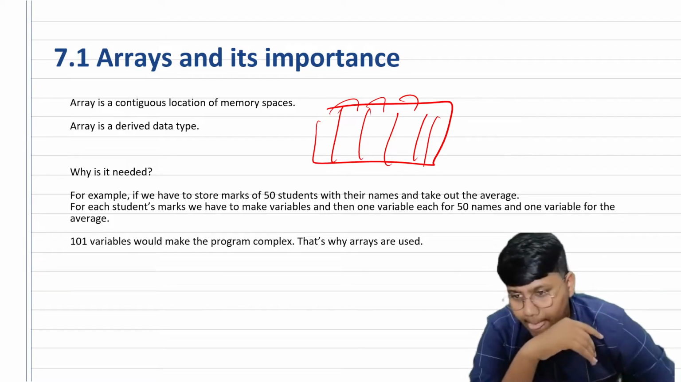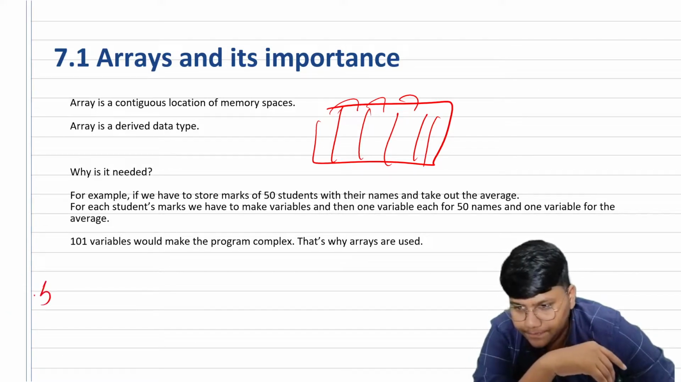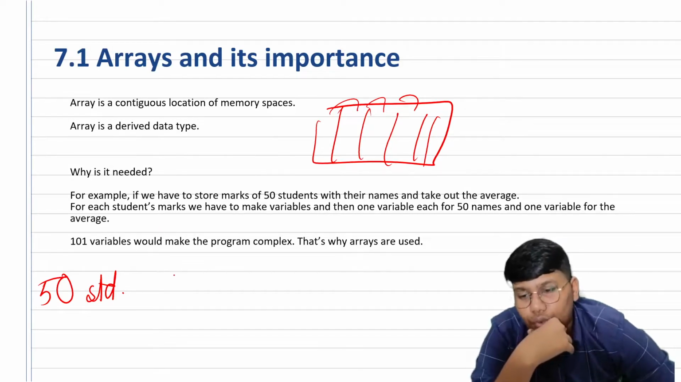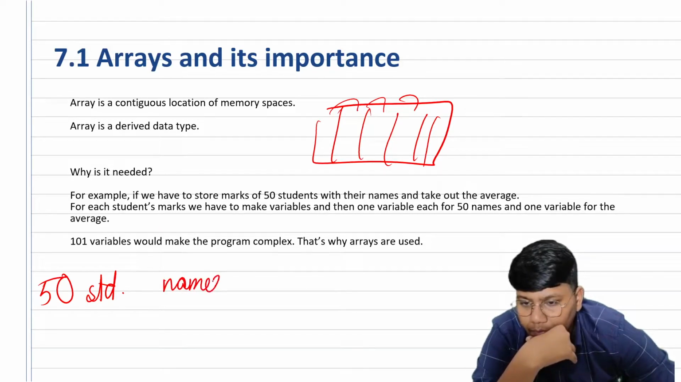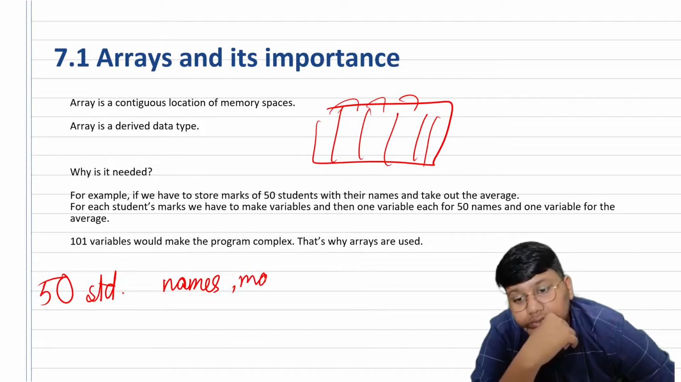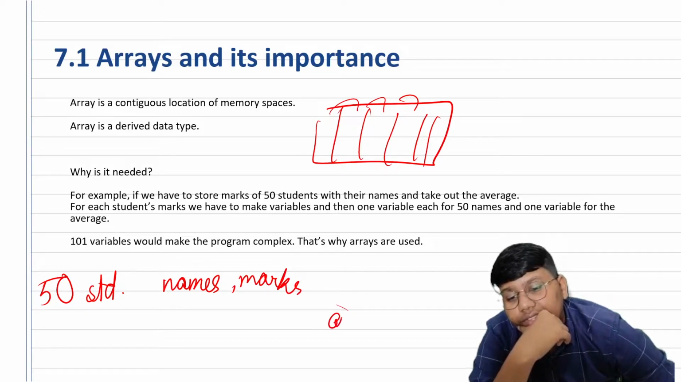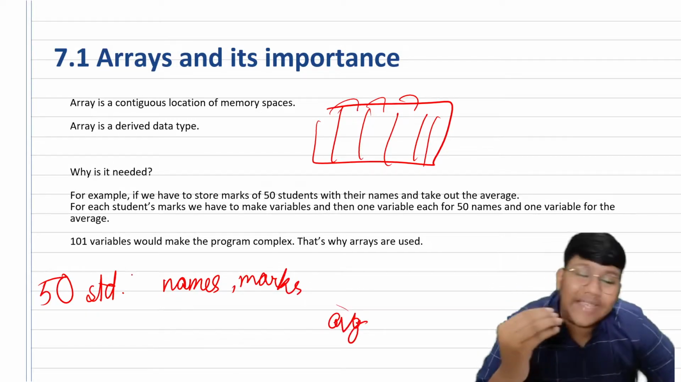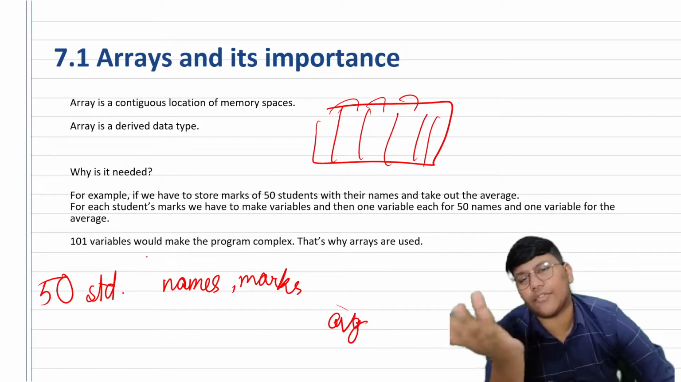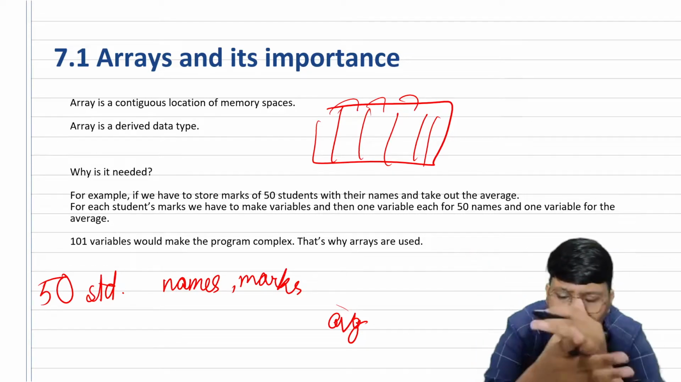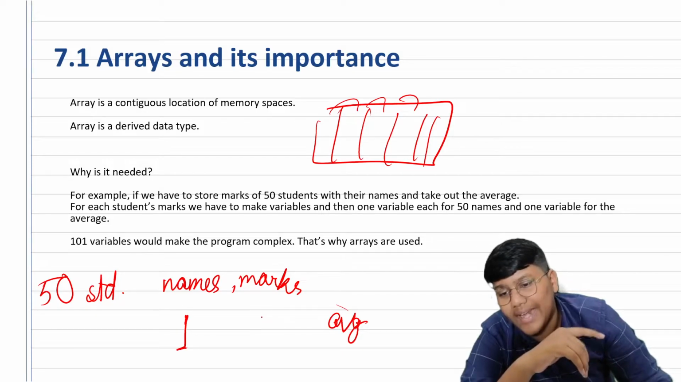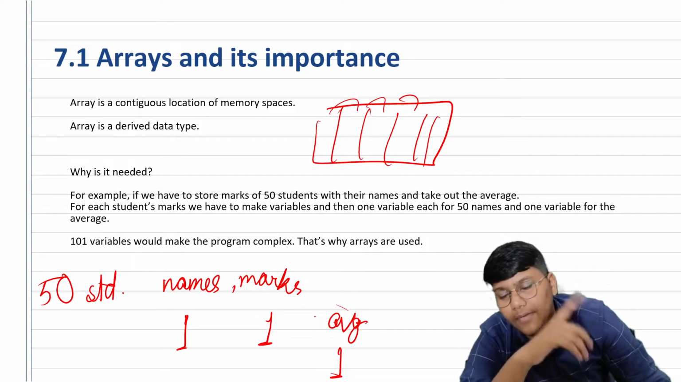For example, there are 50 students and we have to store their names, we have to store their marks and take out their average. So instead of creating 50 variables for the names, 50 variables for the marks, and 1 variable for the average, that is 101 variables, we can just create 3 variables: 1 array for name, 1 array for marks, and 1 variable for average.